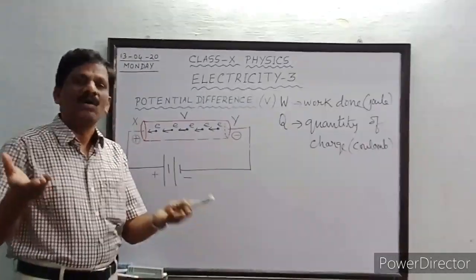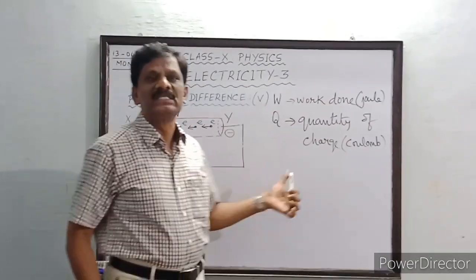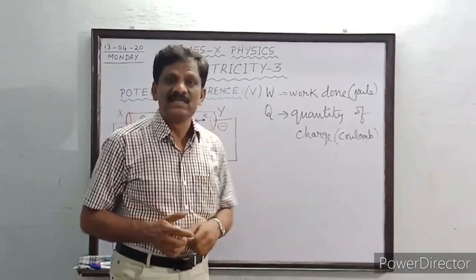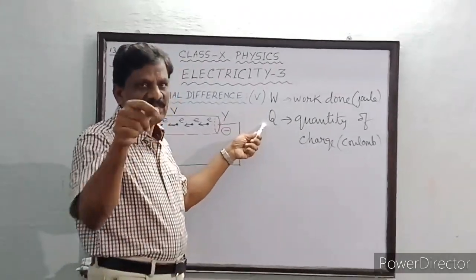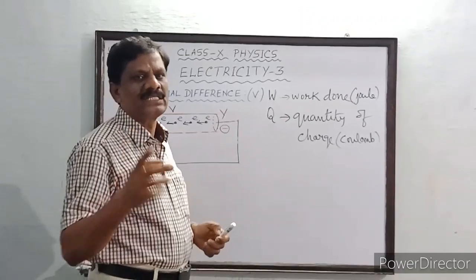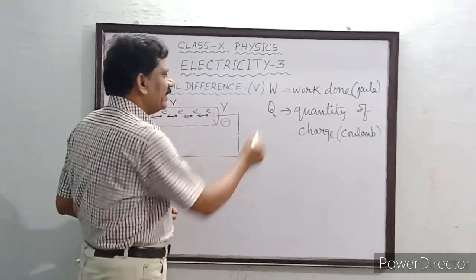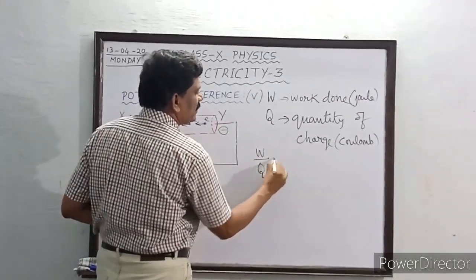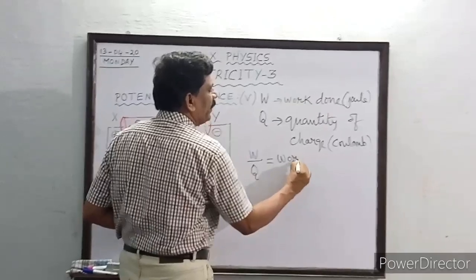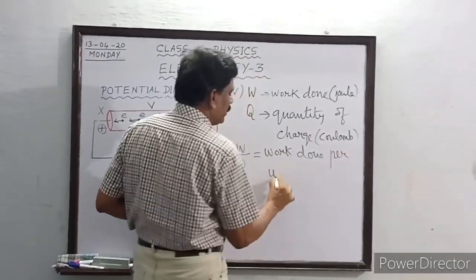So how much work I have done is W joule, to transfer Q coulomb of charge. So for Q coulomb of charge, W is the work done, which means for 1 coulomb of charge, the work required is the fraction W by Q. So this W by Q is the work done per unit charge.